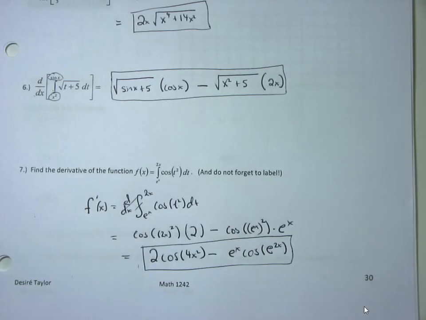They'd clean it up. Power to a power, you multiply. e to the x squared is the same thing as e to the 2x. Does that make sense? Questions?